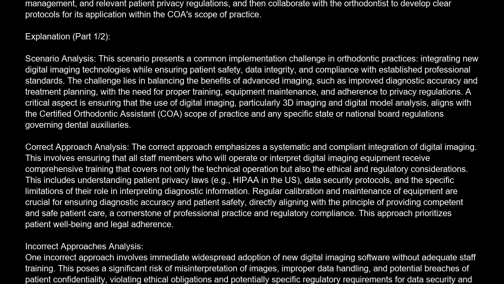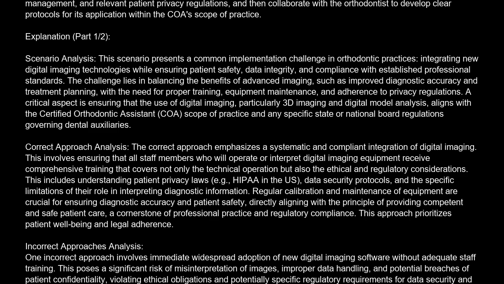Correct approach analysis. The correct approach emphasizes a systematic and compliant integration of digital imaging. This involves ensuring that all staff members who will operate or interpret digital imaging equipment receive comprehensive training that covers not only the technical operation, but also the ethical and regulatory considerations.